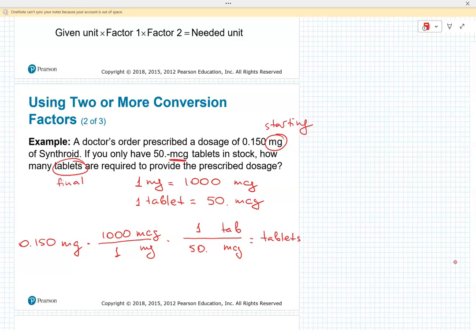How do you check that you are doing everything right? You cancel units. Milligrams cancel each other out. Micrograms cancel each other out. You've got tablets. Yeah. Okay? Does that make sense?